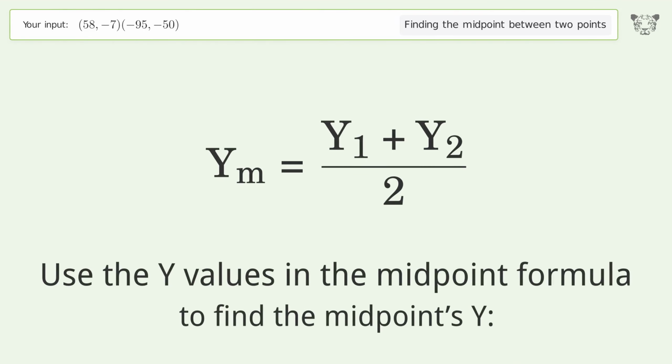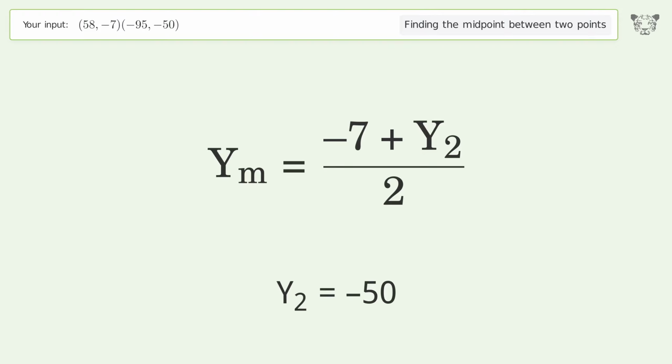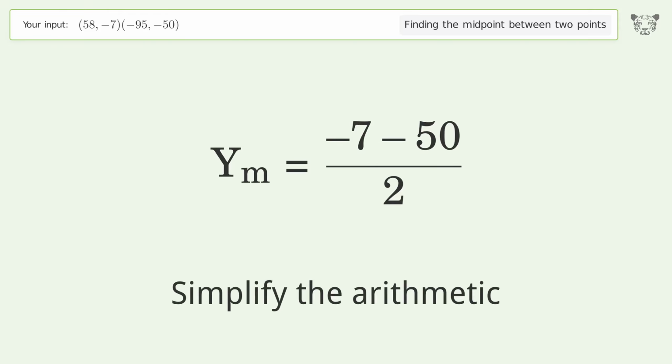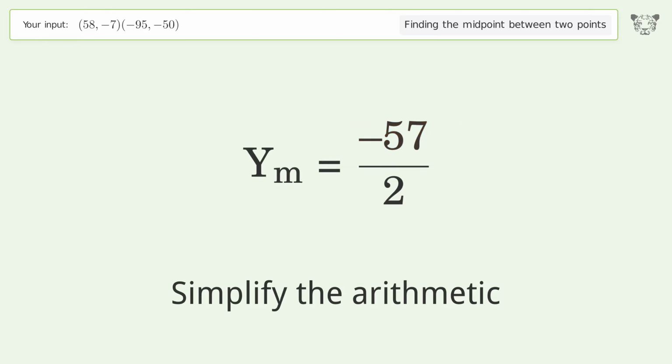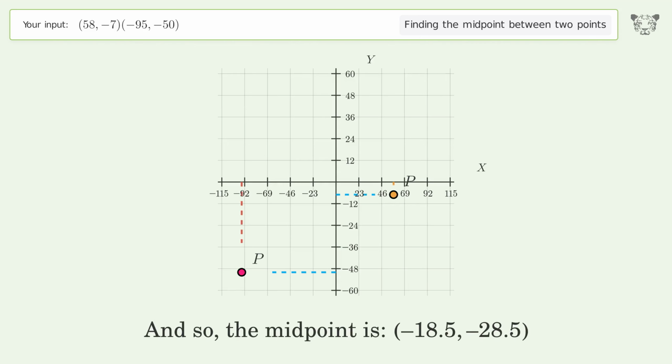Use the y values in the midpoint formula to find the midpoint's y. y1 equals negative 7. y2 equals negative 50. Simplify the arithmetic. And so, the midpoint is negative 18.5, negative 28.5.